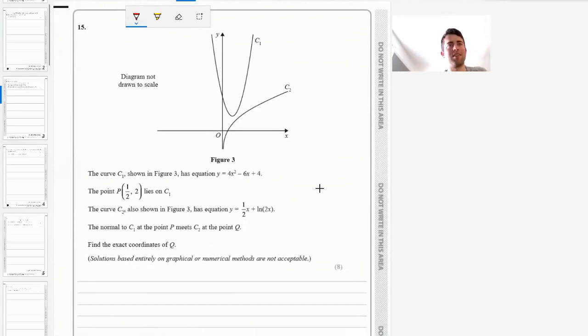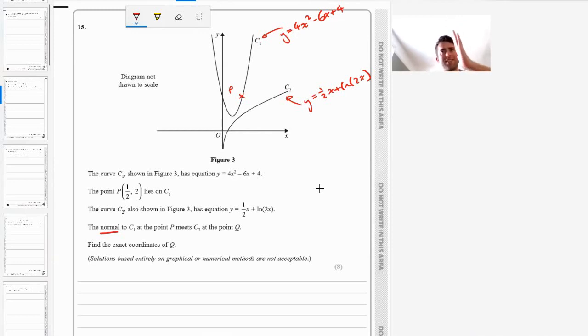Question 15. The curve C1 shown in the figure has this equation. I'm going to write on the diagram as I do it. I do this so I don't need to refer back to the words. I can just look at the diagram. The point P, about half along at 2 up, lies on C1. I don't know exactly where that'll be, but we've got a point P on C1 somewhere, let's call it there. And we've got the equation of C2. There we go.